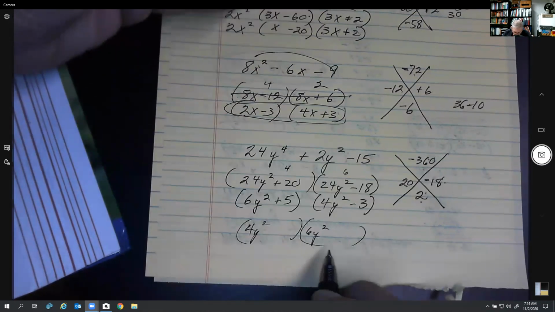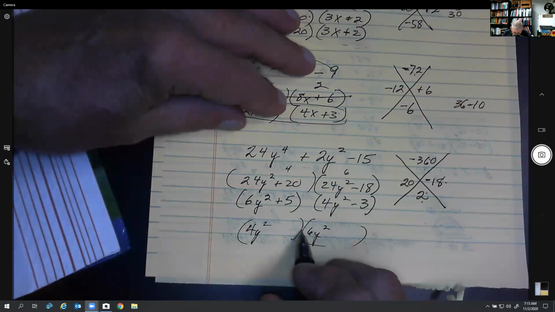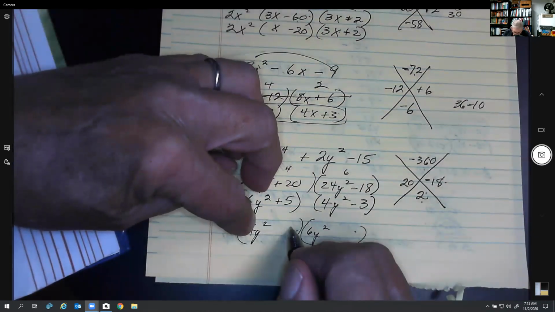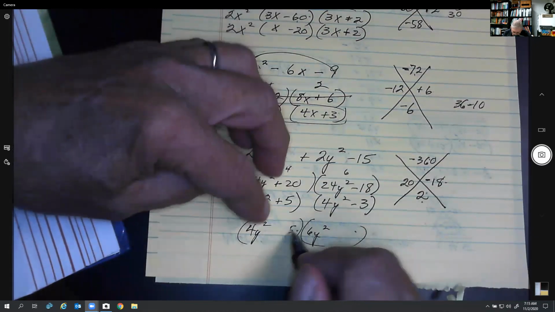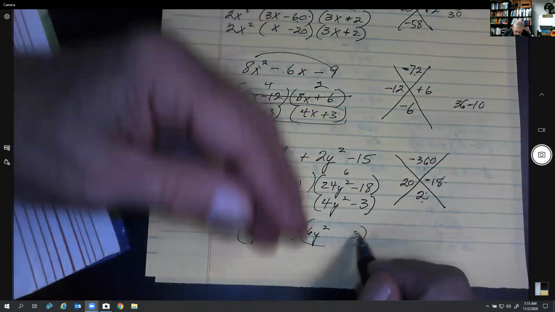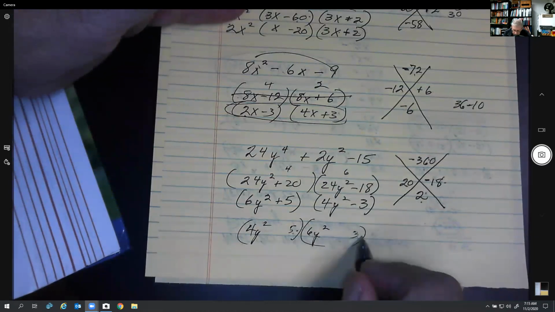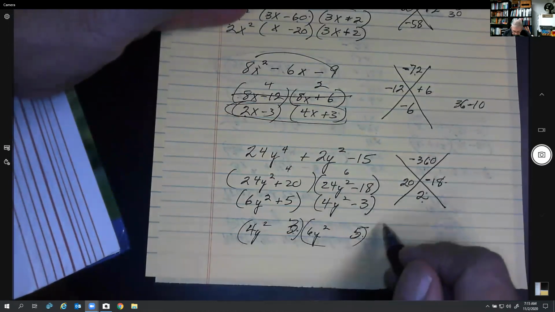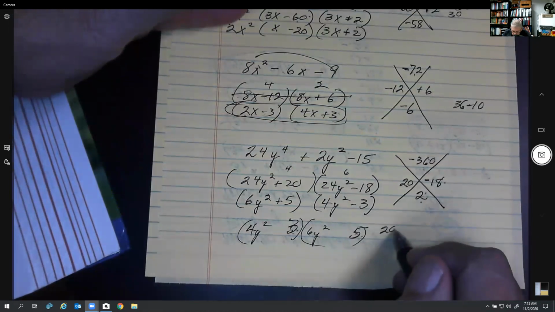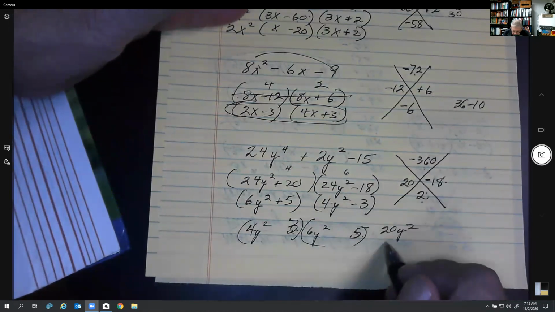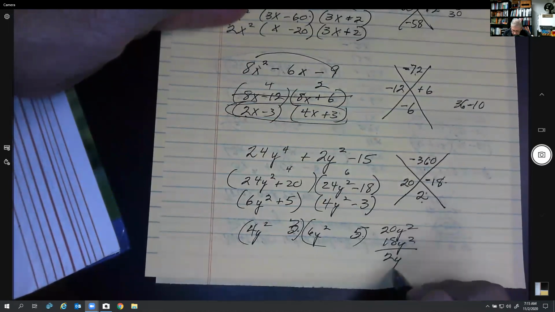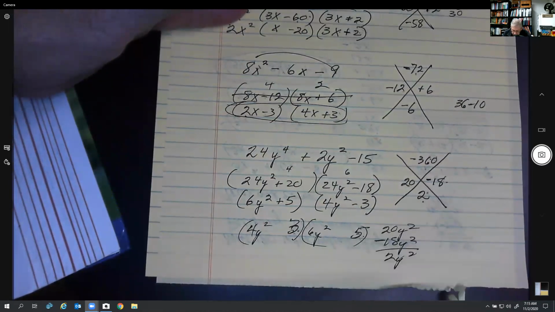But where to put them? You know, that's the question. If you put the 5 here and the 3 here, it might work. You put the 3 here and the 5 here, it doesn't. So it makes a big difference which parentheses you put them in. And then you would do your outside and your inside. And you have to make sure they're 2y squared, so this has to be a negative.